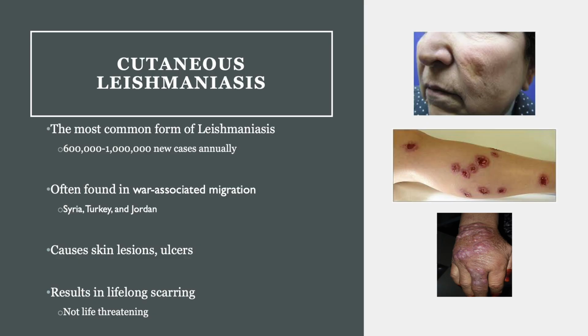CL is typically found in people who suffer from poverty, malnutrition, and poor housing conditions. Regions experiencing war-related migration, such as Syria, Turkey, and Jordan, report particularly high numbers of cases. CL causes lesions and ulcers on exposed body parts. These lesions vary in appearance, which can often lead to misdiagnosis. While the condition causes permanent scarring, it is generally not life-threatening.